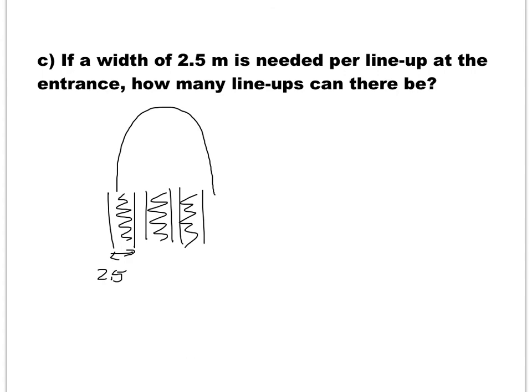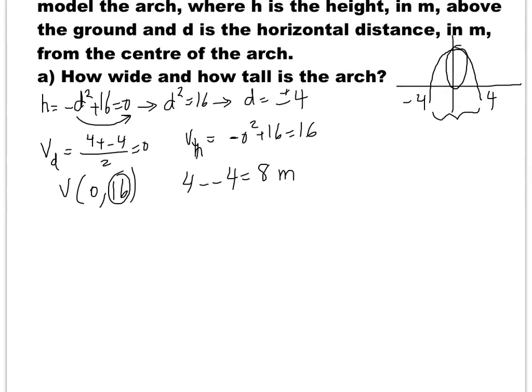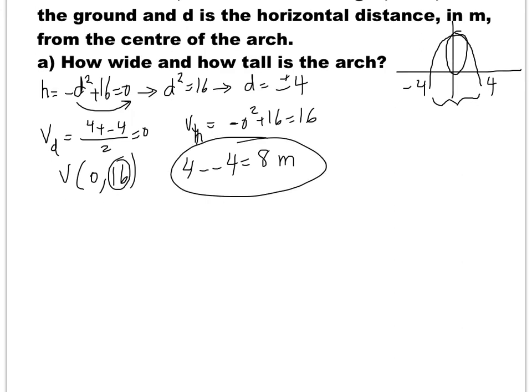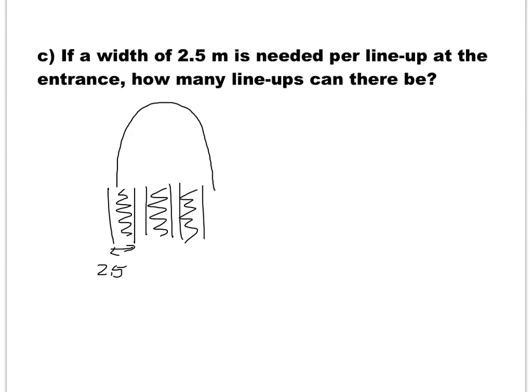We found out before, if you go back to this part, that the width is 8 meters. Now, if 2.5 is the width per lineup, if I divide 8 by 2.5, I get about 3.2. This means that 3 lineups are possible, not 4.